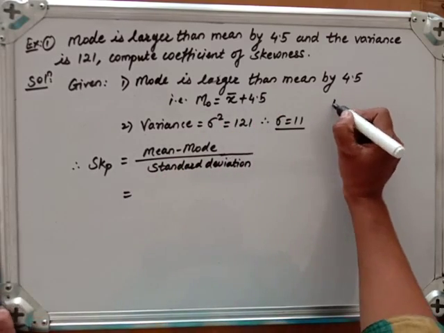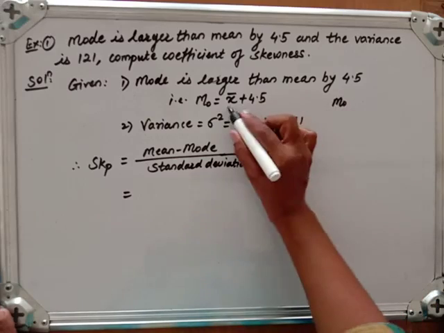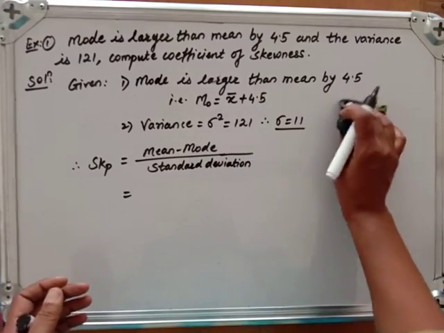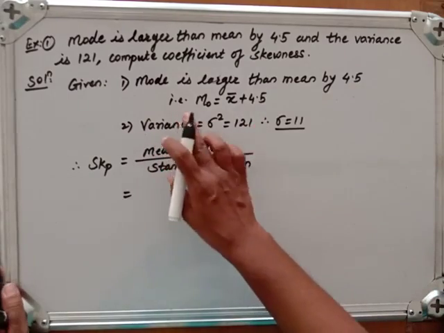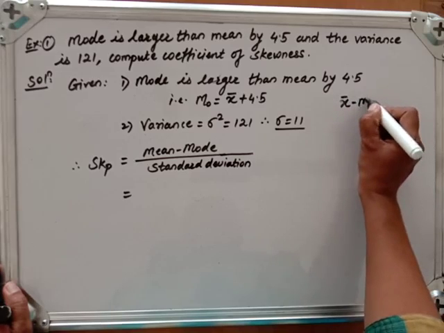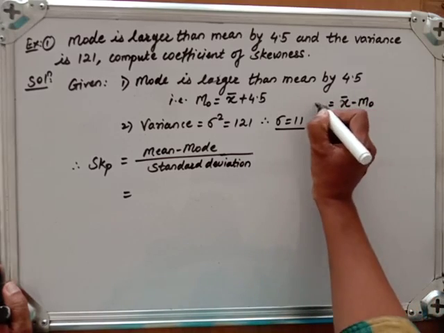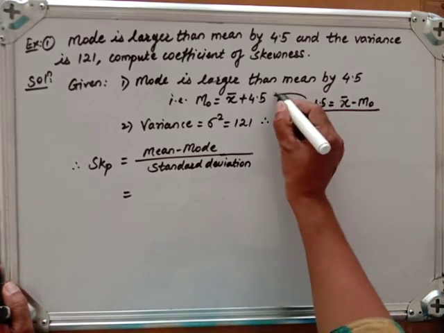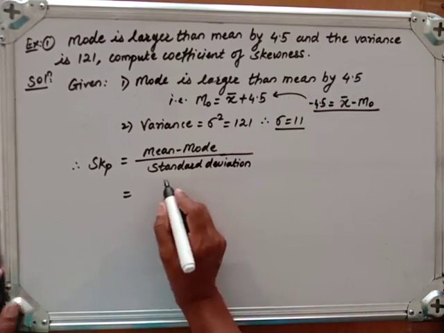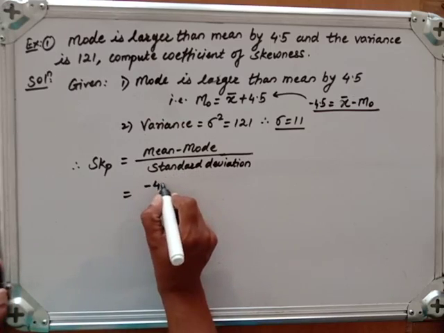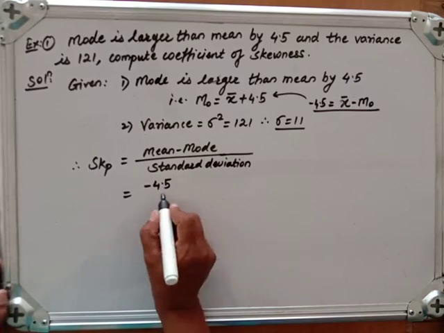Mode is equal to x bar plus 4.5. So let me shift this 4.5 to this side and mode to this side. It can be written as x bar minus mode is equal to minus 4.5. As such we can write this equation. So what can we write here? Mean minus mode will be minus 4.5, the difference between them.